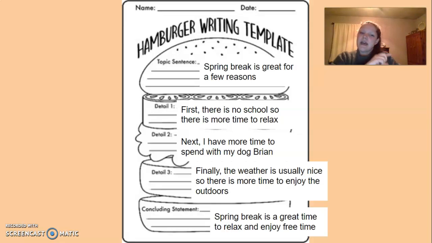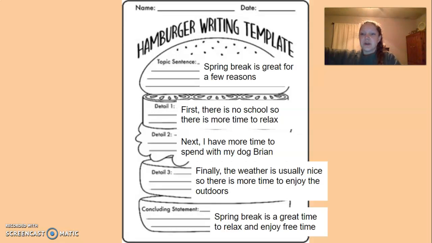Next, let's look at my second supporting detail. And look at that, I used the transition word next to begin my second key detail. So I wrote, next, I have more time to spend with my dog, Brian. So on spring break, I get to have more time at home with my dog.